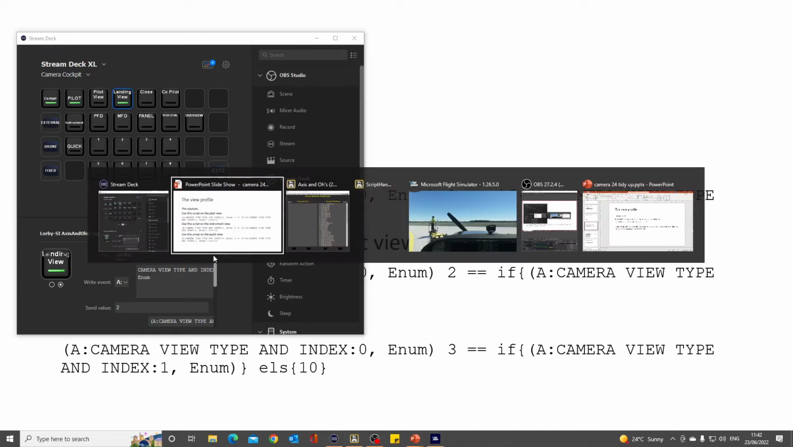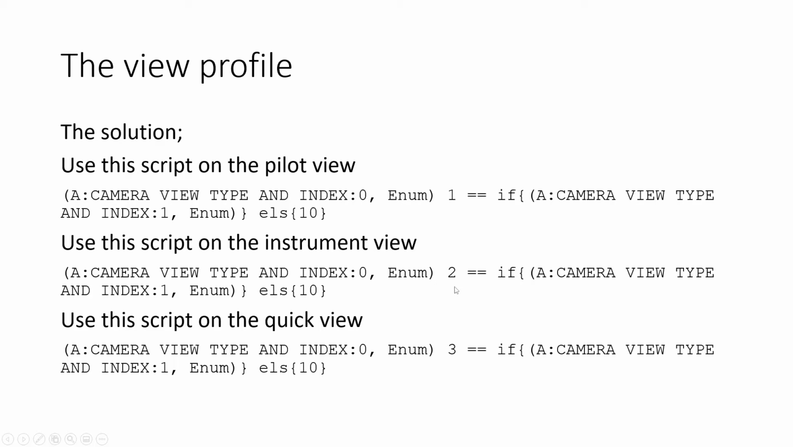When I'm in the instrument view, I want to check this time to see if index 0 is set to 2. If it is, tell me which one to light up.